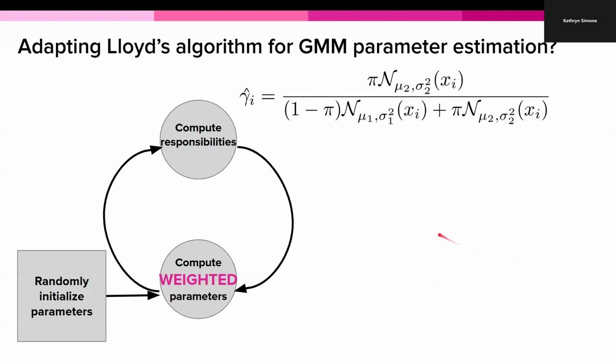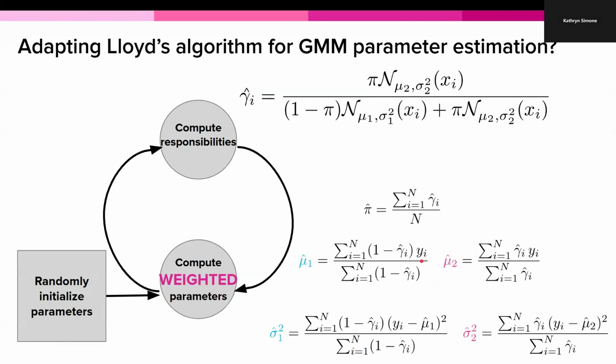And so instead of taking the empirical mean, where we sum all the data points and divide by the total number of points, we can apply weights to each point based on its responsibility. For mode 1, for example, the weight for each point is going to be 1 minus gamma, and that reflects how much responsibility the first mode takes for that point. And then for mode 2, we can use gamma directly because that tells us how likely the point is to have come from the second mode. This way, every point contributes to the parameter estimates based on how strongly it belongs to each mode.